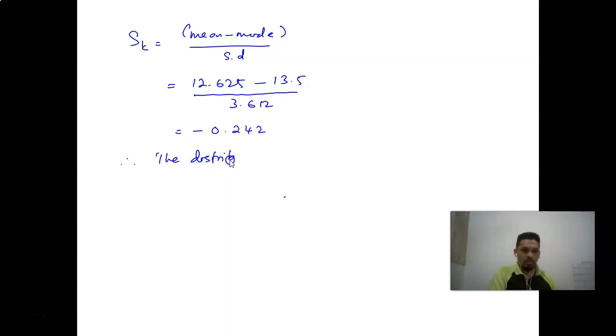So then the distribution is slightly negatively skewed. Okay.